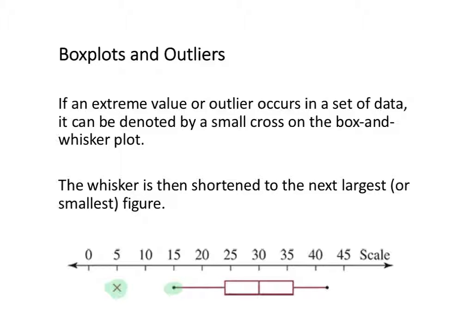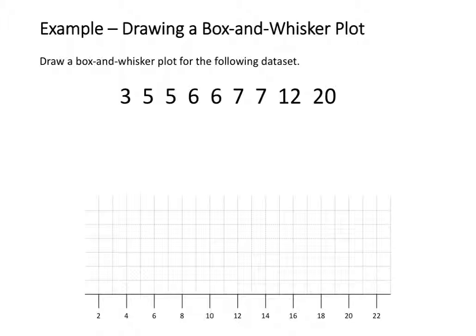So let's have a look at an example of how to draw a box and whisker plot with an outlier. In our example, we're being asked to draw a box and whisker plot for the following data set. This time we haven't been given a 5-number summary. We need to go ahead and complete that 5-number summary ourselves.